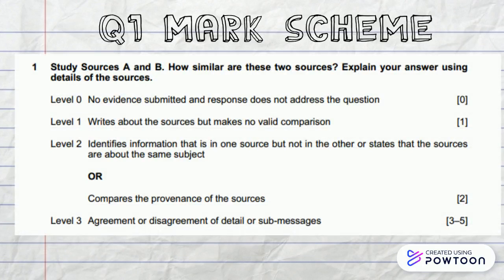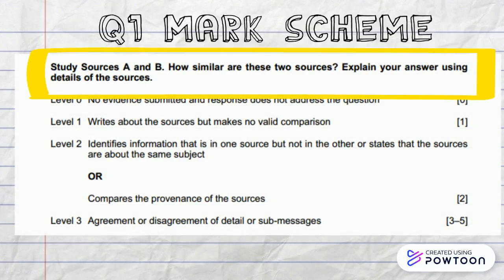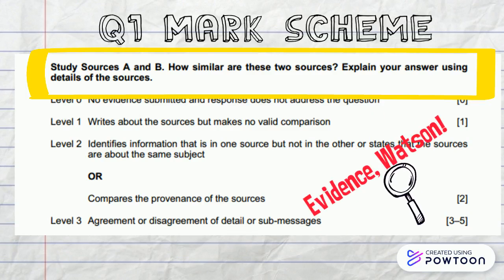Given two written sources, A and B, the question says, how similar are these sources? And tells you to answer the question using the sources. This means that you are expected to provide precise and detailed evidence from the sources, kind of like spotting the differences in an image.